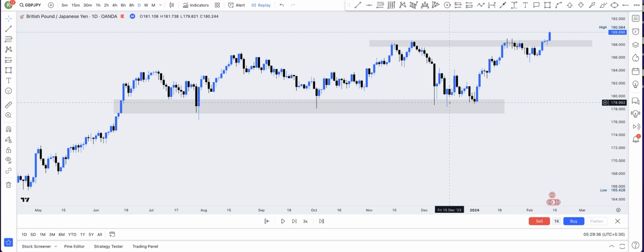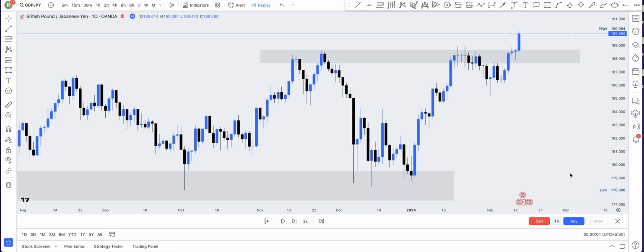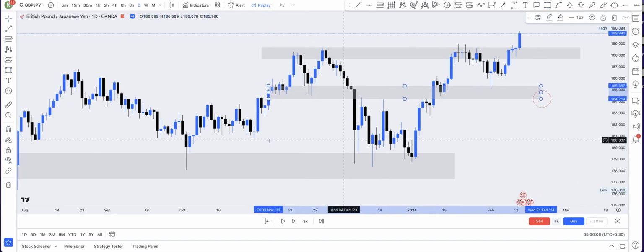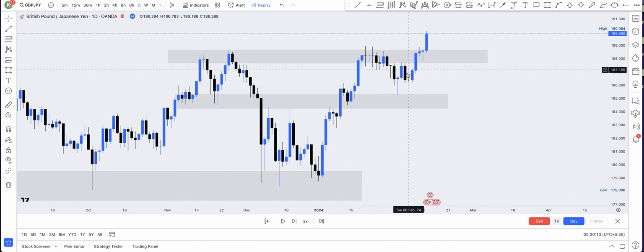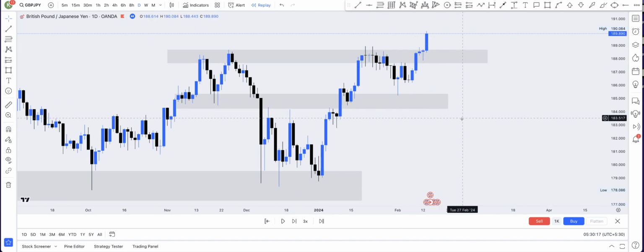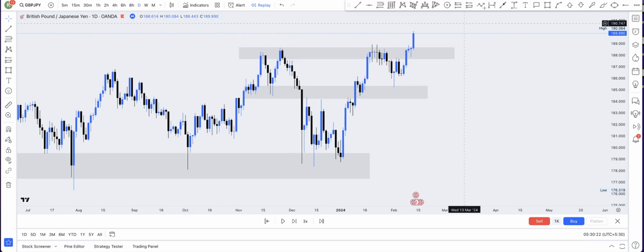I also have a video on how to properly draw support and resistance, the rules of drawing support and resistance, and what you have to look out for before you draw your support and resistance zones. And right here we also have another key zone that price has been rejecting. You can see what is happening here. So we have our first one here, the second one here, and the third one. But we are going to be concentrating on this aspect because this is where price is currently. So on the daily time frame, I've been able to mark my key levels.